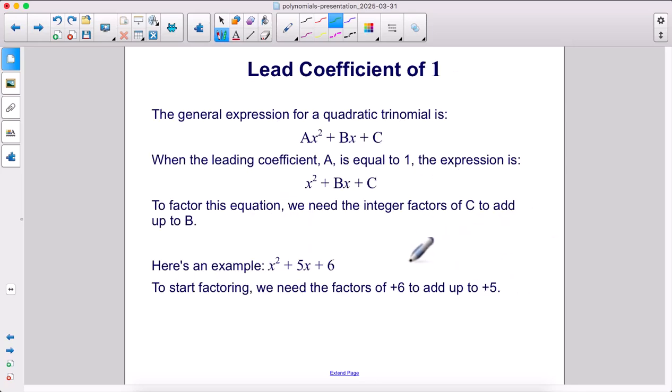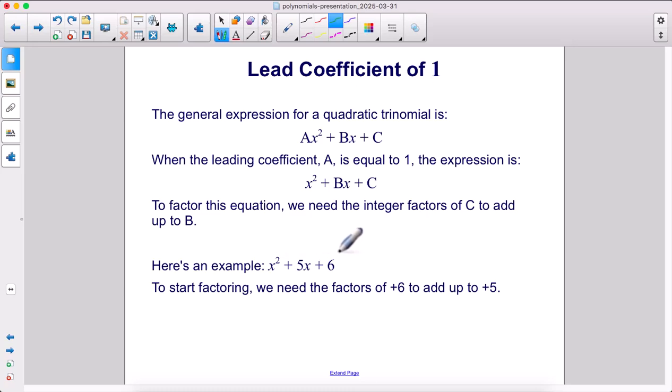The general expression for a quadratic trinomial is ax squared plus bx plus c. When the leading coefficient a is equal to 1, the expression becomes x squared plus bx plus c. To factor this equation, we need the integer factors of c to add up to b. Here's an example. X squared plus 5x plus 6.